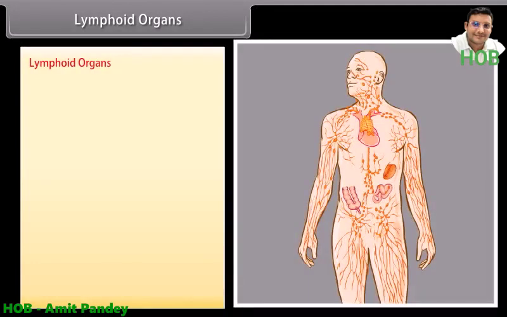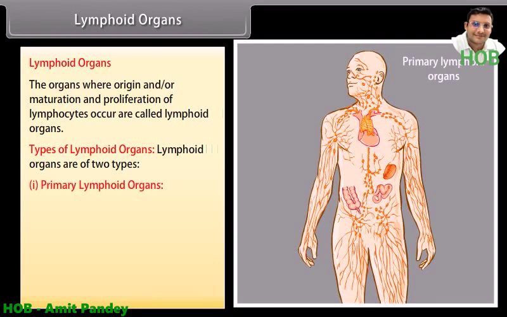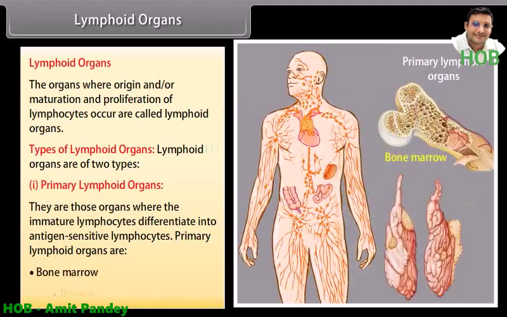Lymphoid organs. The organs where origin and or maturation and proliferation of lymphocytes occur are called lymphoid organs. Lymphoid organs are of two types. Primary lymphoid organs. They are those organs where the immature lymphocytes differentiate into antigen-sensitive lymphocytes. Primary lymphoid organs are bone marrow, thymus.